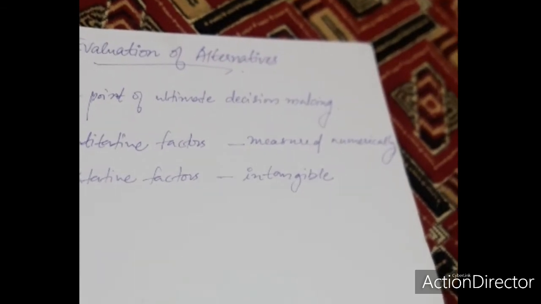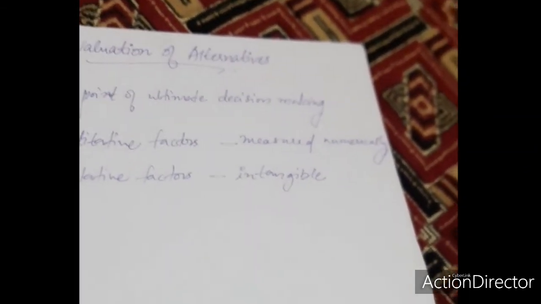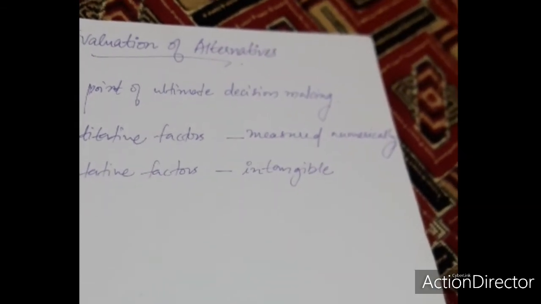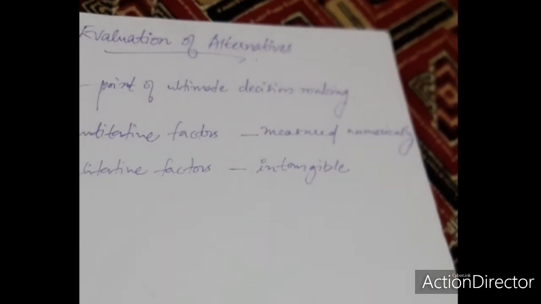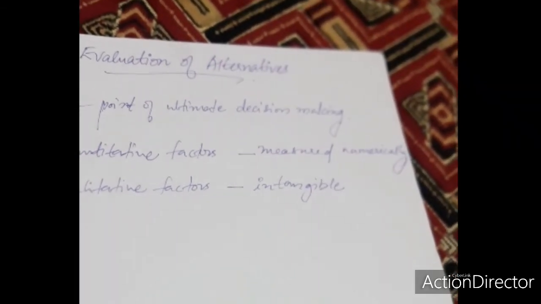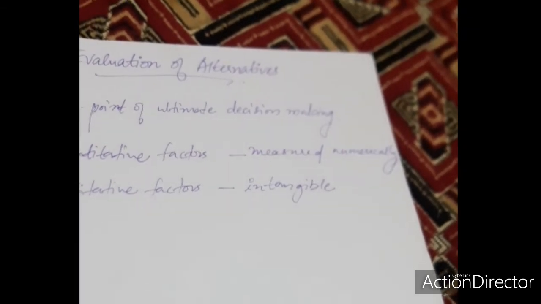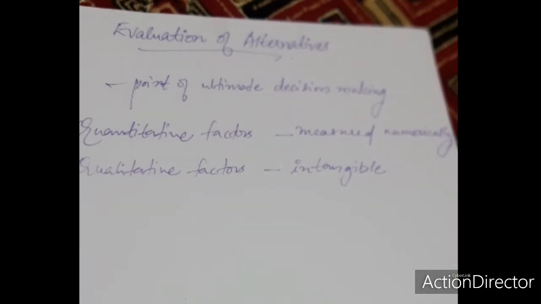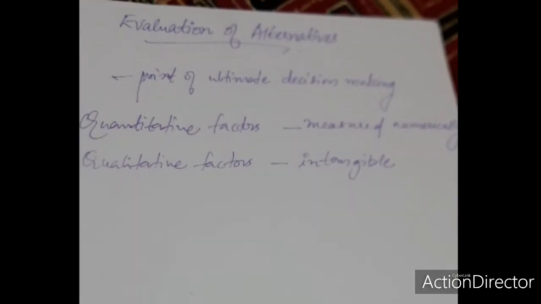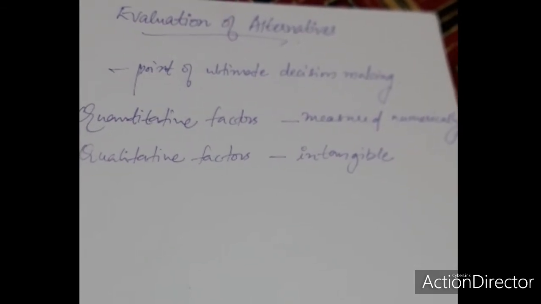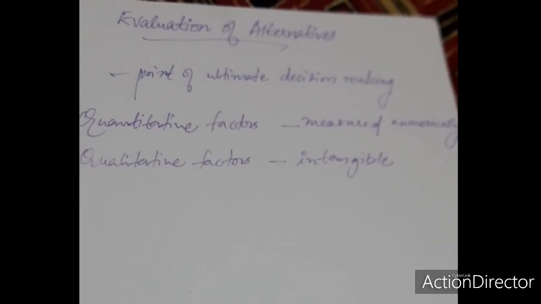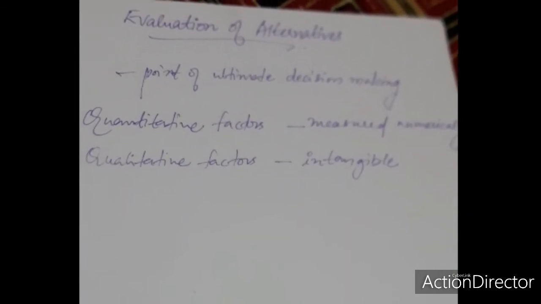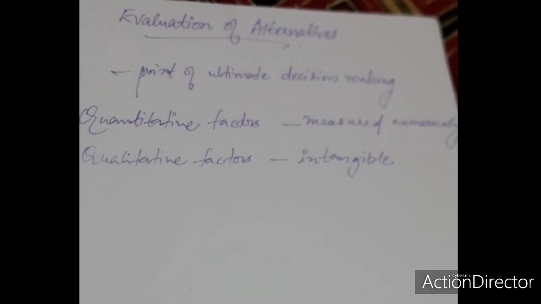To evaluate and compare the intangible factors in planning, a manager must first recognize these factors and determine whether a reasonable quantitative measurement can be given to them or not. Because if we cannot evaluate a qualitative factor, then it is difficult to properly evaluate the alternative. So a qualitative factor can be converted to a quantitative factor by some methods. These are the two factors which affect evaluation of alternatives.